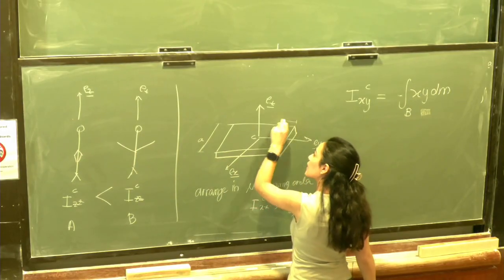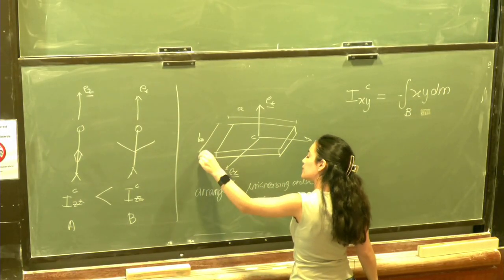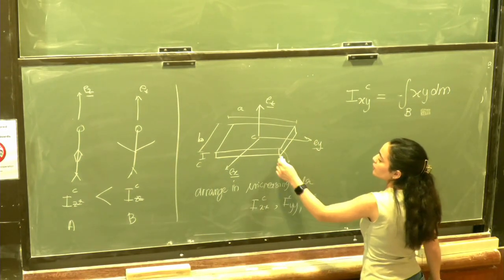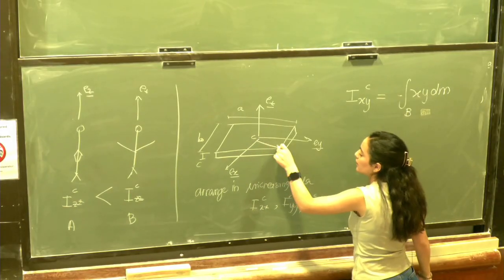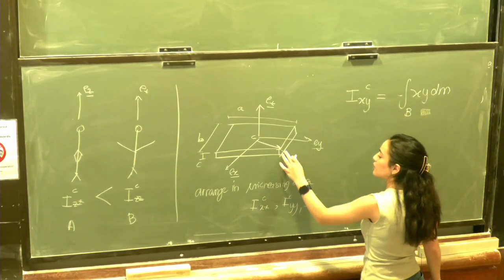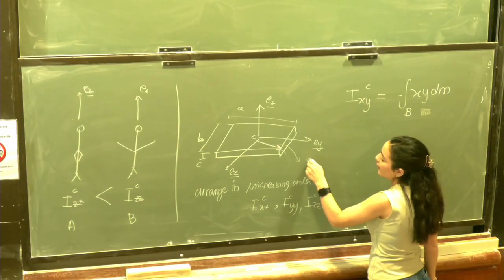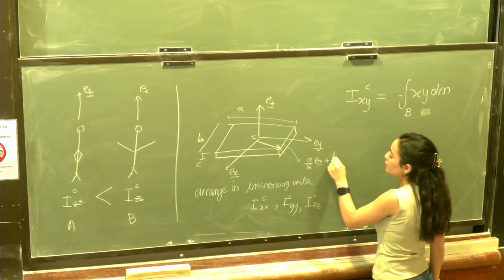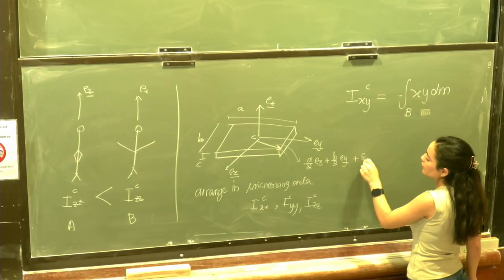Let's do A, B, C. Okay. What are the coordinates of this point? Or if I draw the vector here from the center of mass to this upper corner, what is this vector going to be equal to? A over 2 ex plus B over 2 ey plus C over 2 ez.